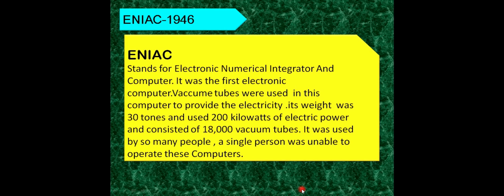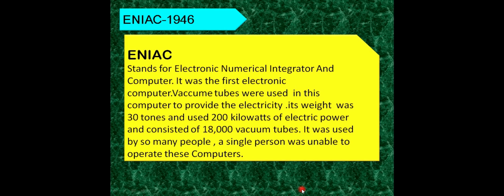Vacuum tubes were used in such computers to provide the electricity, but these tubes were so large that their weight was almost 30 tons, and they used 200 kilowatts of electric power at a time. In a single computer, almost 18,000 vacuum tubes were required. So these were really high power, high voltage, and costly computers.